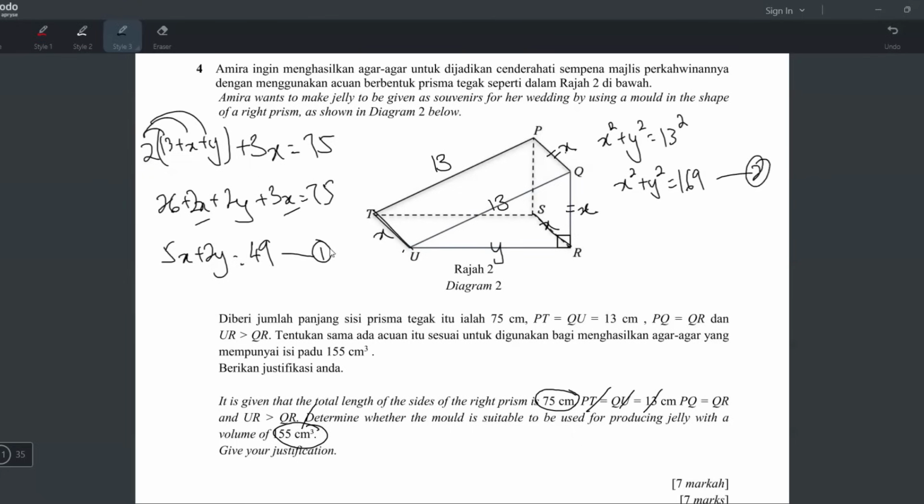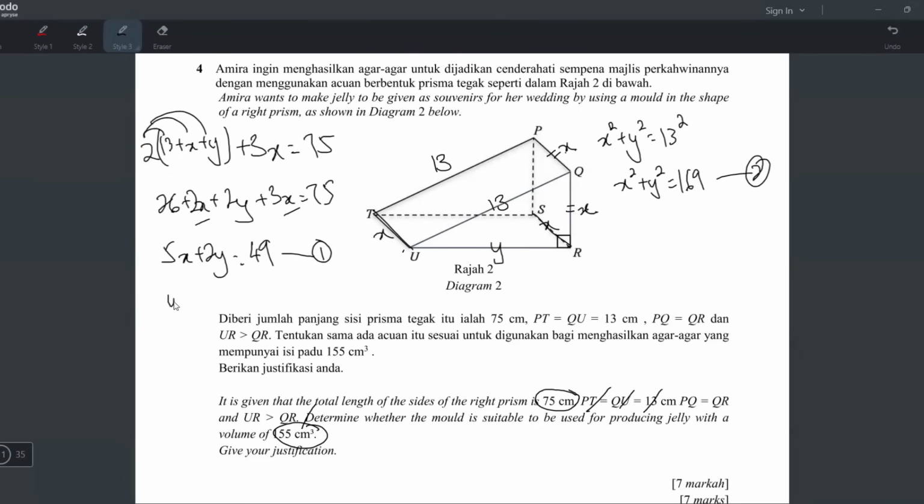Now you can see satu equation ni adalah linear, but this one is non-linear because the power is power 2. So kalau jumpa case yang macam ni, satu equation linear, satu equation non-linear, you must use penggantian cara. Yeah, that's the only way. You cannot do penghapusan, it doesn't work. So you have to do the substitution method lah, penggantian. And we will always start from the linear equation and jadikan x single or y single lah.